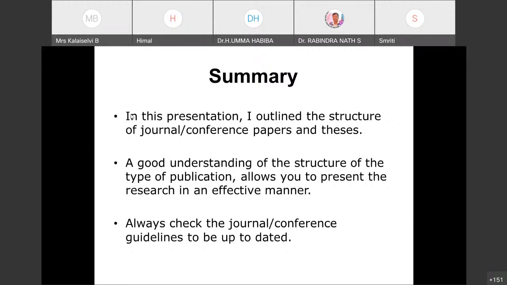Always check the journal and conference guidelines, because they will be updated from time to time. So you have to get the latest one, and between journals there will also be minor variations. So you should follow them exactly. Otherwise, there will be a risk of rejection, right? So with that, I'm sorry that I took more time than what was given, and I thank all of you for listening to my presentation. Thank you, ma'am.